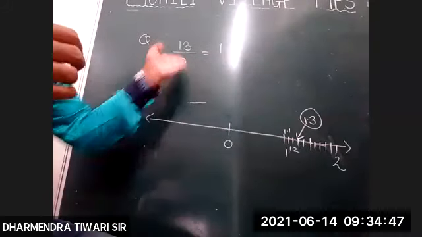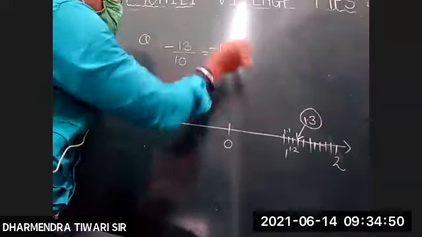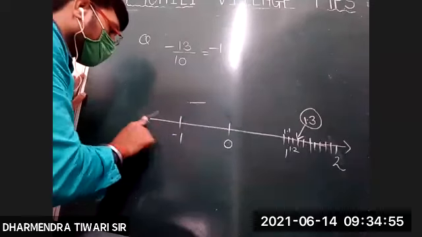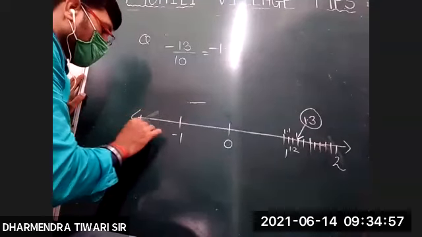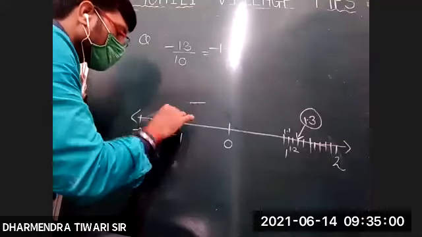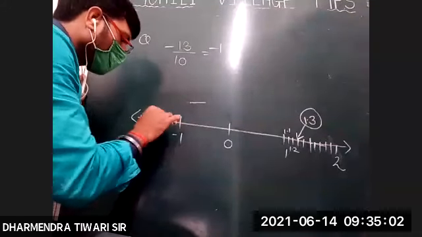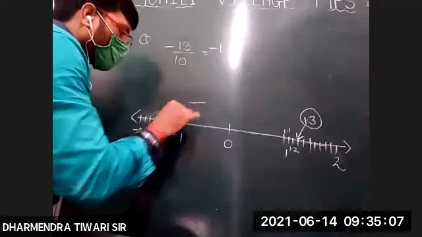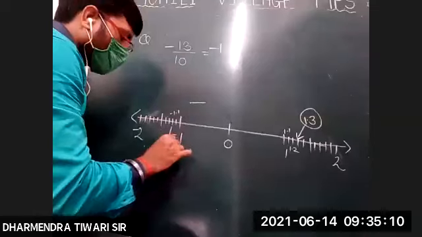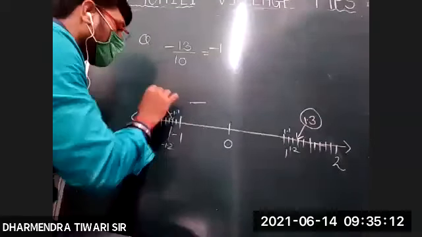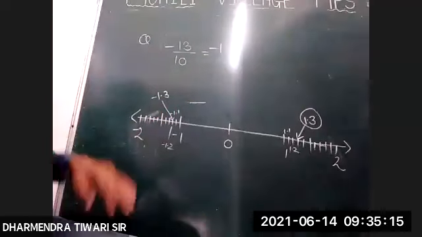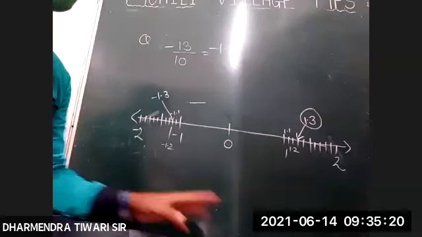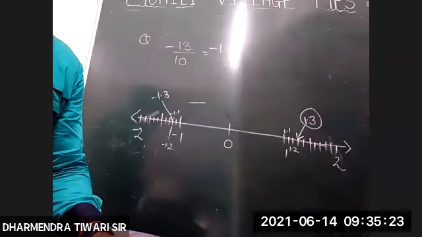If instead of positive, they're asking you to find the negative, it will become minus 1.3. So to the left hand side, this is minus 1. Then this is minus 2, say 1, 2, 3, 4, 5, 6, 7, 8, 9. This is minus 1.1, minus 1.2, and this is the point, say minus 1.3. Okay. So this is the basic idea of how to plot a number.